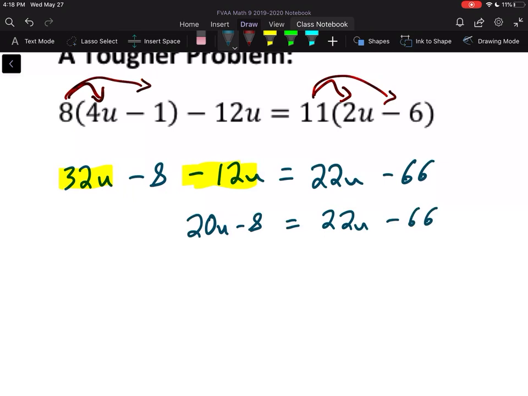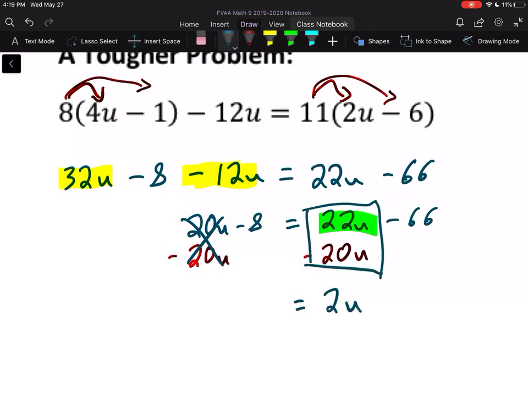All right. Now here, the variable with the largest coefficient is 22u, so I'm going to bring that 20u over to the right side. So I'm going to subtract 20u on both sides. All right. 20u minus 20u is equal to 0. They cancel out. That means my variable is going to be on the right. Okay. The 22u minus 20u is going to give me 2u.